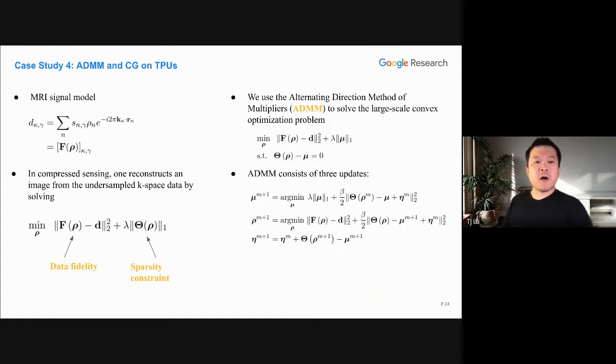The MRI signal model is a Fourier transform. In compressed sensing, one reconstructs an image from the undersampled K-space data by solving an optimization problem. The optimization problem has two terms, the data fidelity term and the sparsity constraint. As mentioned before, we use ADMM, the alternating direction method of multipliers, to solve this large-scale, convex optimization problem. ADMM consists of 3 updates in terms of the primal variable, dual variable, and auxiliary variable.